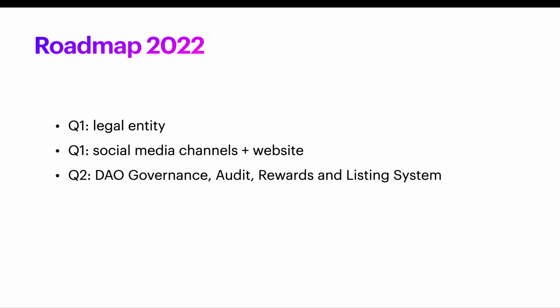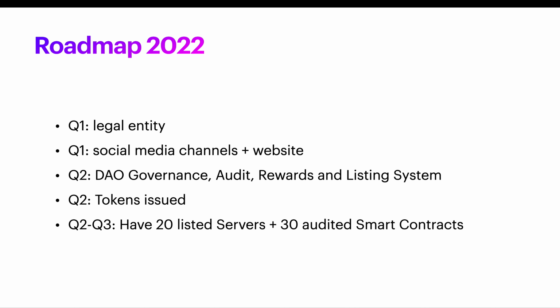From a development perspective, this is the biggest effort. We need to implement the DAO governance. We need to implement the audit system. We need to implement the rewards system and the listing system where turrets and the trustable smart contracts are listed. Of course, to this belongs also the issuing of the tokens, and in the middle of the third quarter we want to have 20 listed servers and 30 audited smart contracts.